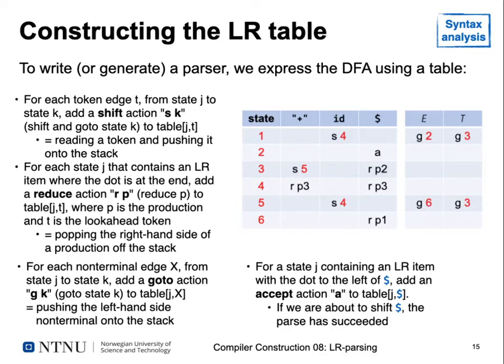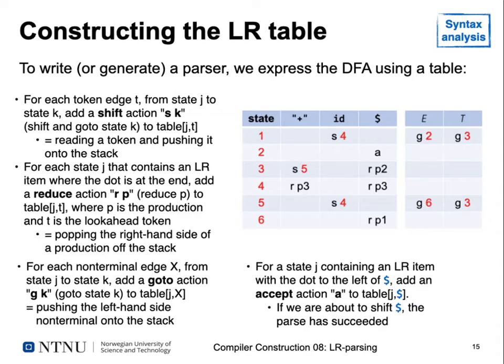So this is the LR table for our simple example. For example, in state 1, when we read an identifier, we shift and go to state 4. In state 4, when we read a plus sign, we can reduce and go to production 3. So this is not state 3, but we use production 3 here. Or in state 3, when we read a dollar symbol, we can reduce to P2, production 2.